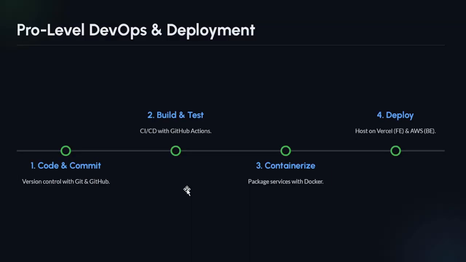So let's see how we will use DevOps and deployment. First we will code and commit in a version control system like Git and GitHub. For build and test, we use CI/CD with GitHub Actions. For containerization, we use Docker. For deployment, we will see Render, Heroku, and Vercel, or AWS.